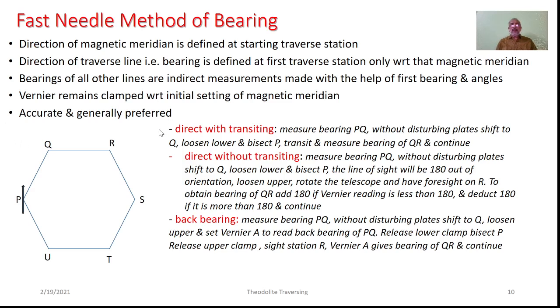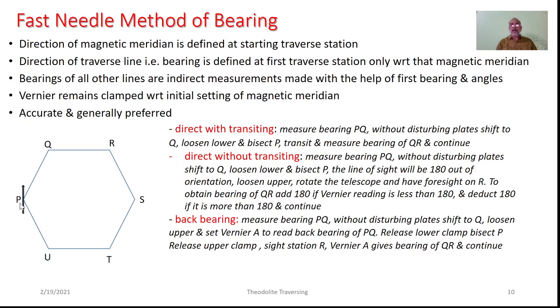Another method is direct without transiting. In this case, we set the equipment and measure the bearing of line PQ. Without disturbing the plates, we shift the equipment to station Q. We loosen the lower plate.